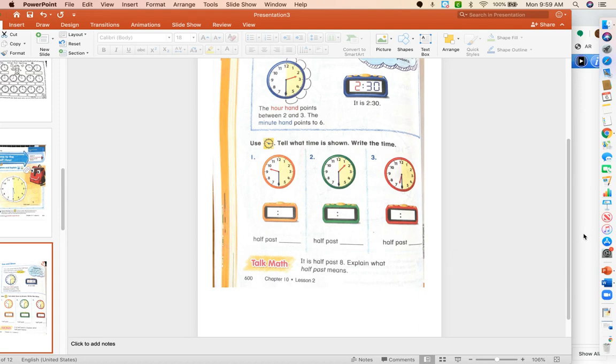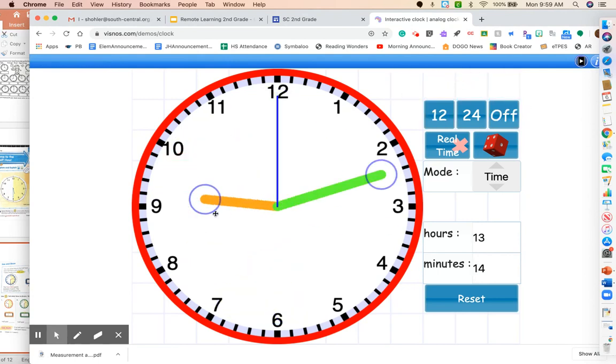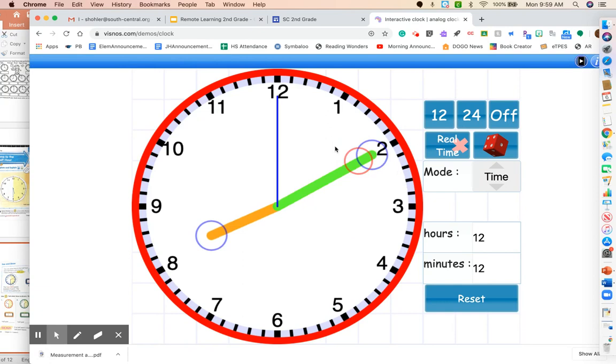Okay, we're going to go to number 2. Remember, you can always pause me if you need to do something in your book, okay? Number 2, it says, turn this little guy off. Whoa, my hands are going crazy.